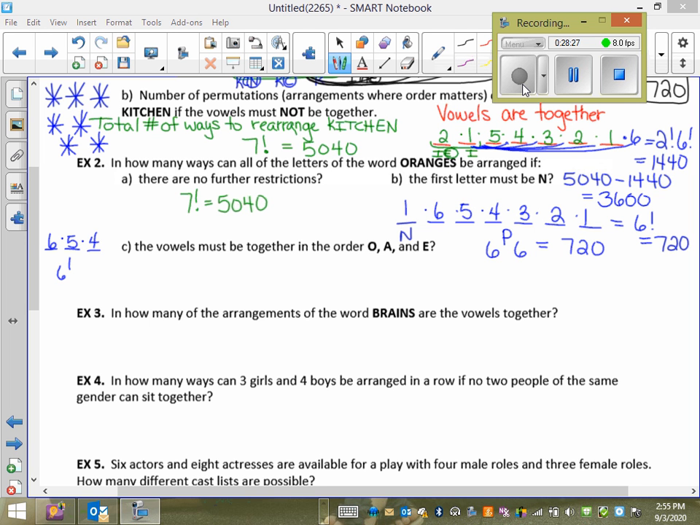I can go 6P. How many did I count down? 3. I can use 6P3, and it'll give it to me in my calculator. You don't have to write out the whole line and dash, and you can just do 6 factorial. Or you could do 6P6, and that would all be good.